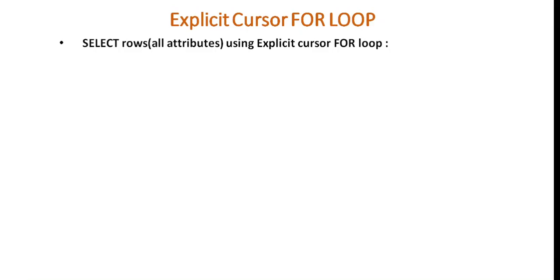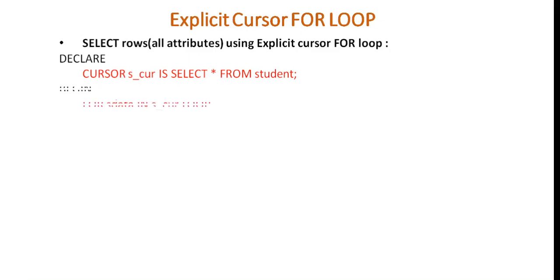The program is: select all attributes using an explicit cursor for loop. The program is the same as the previous program, but here, instead of the open cursor, fetch cursor and close cursor commands, we are using a for loop. Here we have declared one cursor, scur, which is select star from student. Now I want to display all data from the student table without any condition. I want to select all the attributes.